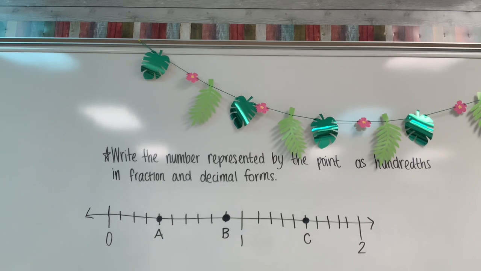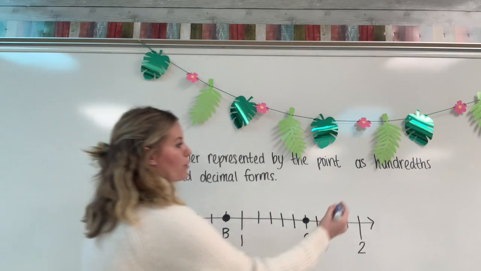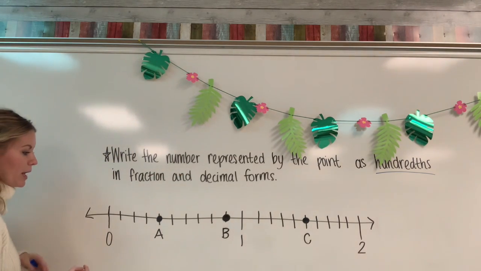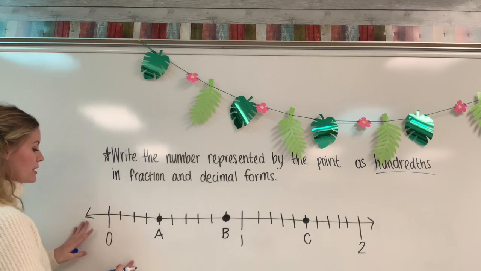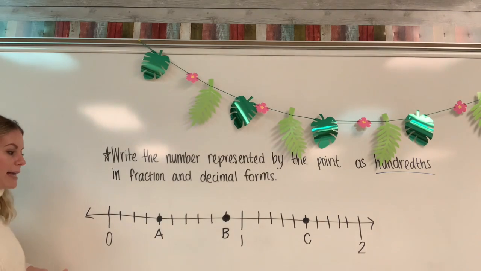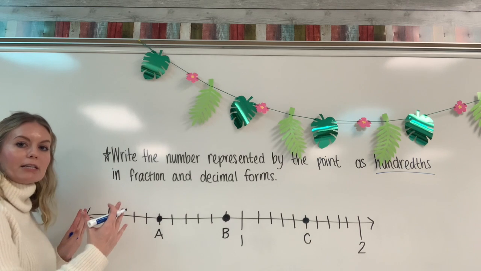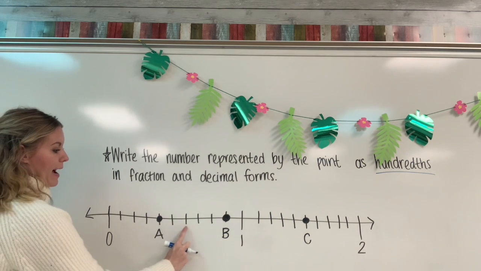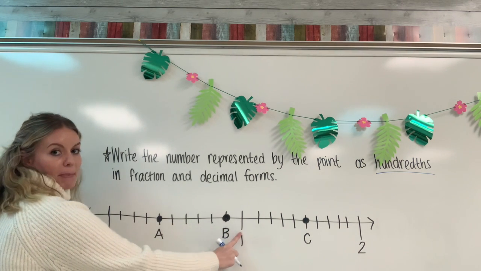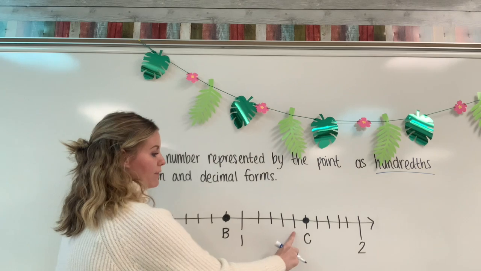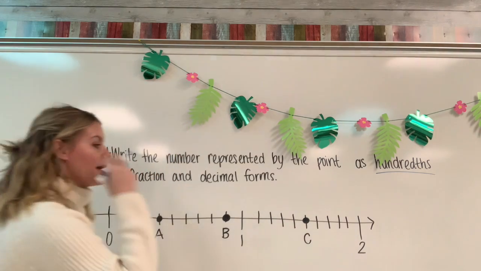And the third type of problem: write the number represented by the point as hundredths in fraction and decimal forms. Remember, hundredths is 2 place values to the right of the decimal. Here we have a number line. It starts at 0 and it ends at 2 with the 1 in the middle. Let's count how many tick marks there are in between each whole number, which is 0, 1, and 2. 1, 2, 3, 4, 5, 6, 7, 8, 9. So that would make the tenth. Let's make sure we have 10 on this one too. 1, 2, 3, 4, 5, 6, 7, 8, 9, 10.